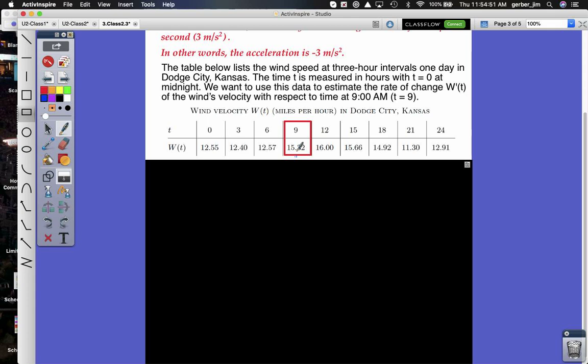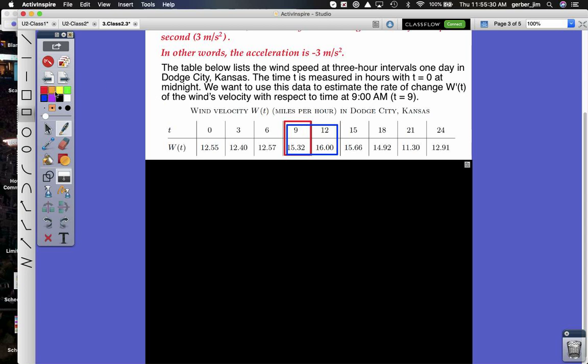One way would be to look at these 2 points. I can say, well, let's think about what's happening between 9 and 12. If we look at that, the wind speed goes up about 0.7 miles per hour across those 3 hours, and we can get the slope of that secant line. 0.7 divided by 3 is about 0.23. So from 9 to 12, the average rate of change is about 0.23, and we can say that's an estimate at 9. That wouldn't be accurate, but it wouldn't be a bad guess.